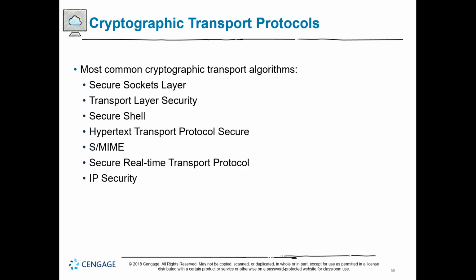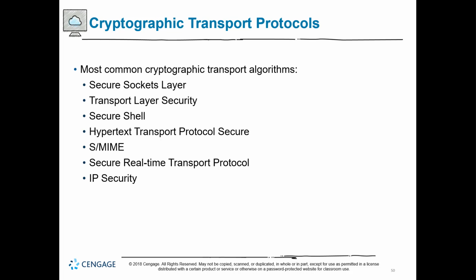So, one of the last major things we have to talk about is transportation protocols. How do we actually make sure that our cryptographic transportation algorithms are actually being used? The big ones are things like SSL. We've seen that when we went to Google, we had HTTPS. Well, that S is secure, and we do that via SSL.